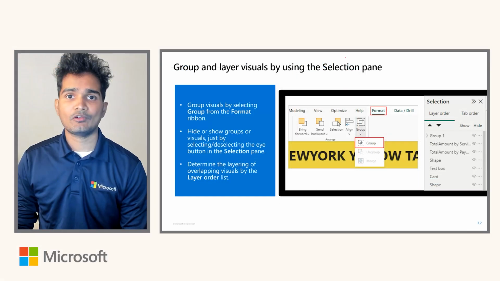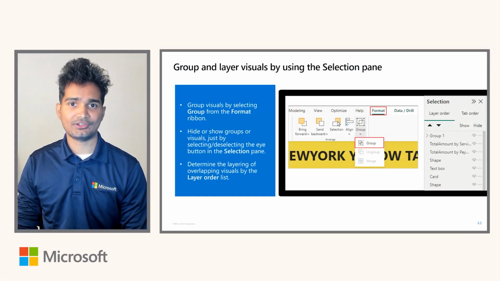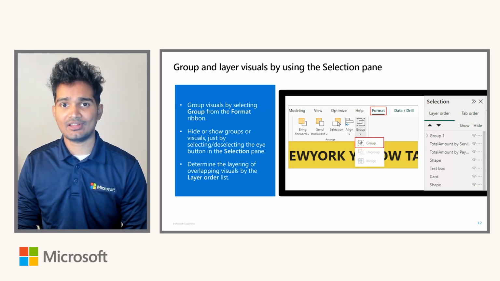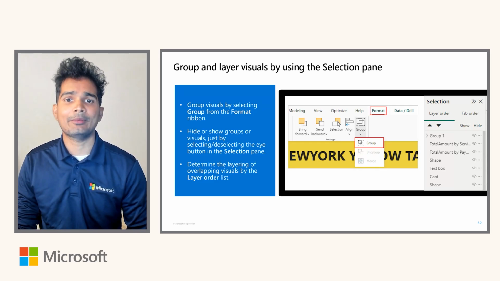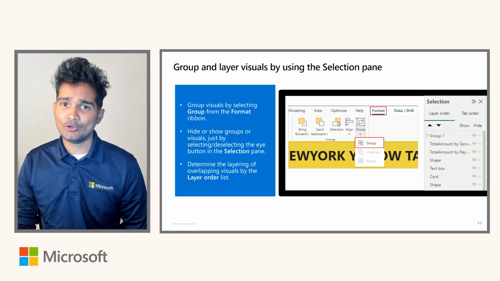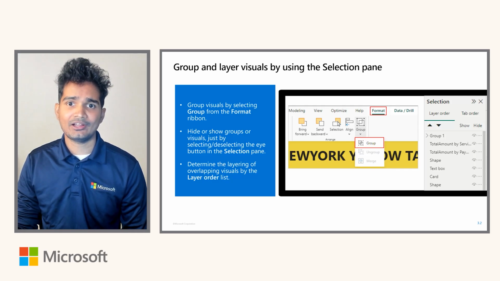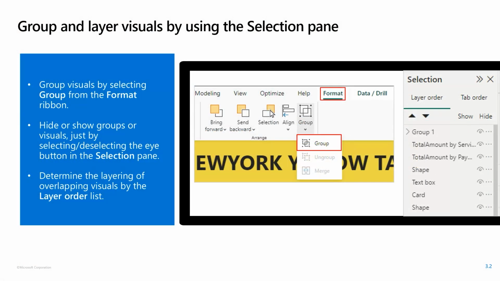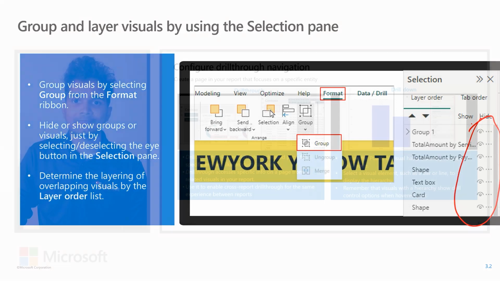Recall how to group visuals. To do this, select multiple visuals by holding the Control key and clicking on each visual. Right-click on one of the selected visuals and choose Group from the menu. You now have a group set of visuals. You can move or resize them together. Know how to hide and show visuals as well as layer visuals. The eye icon can be toggled on and off to hide or show visuals.